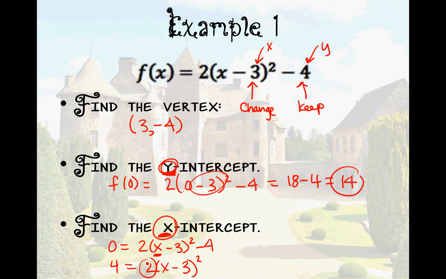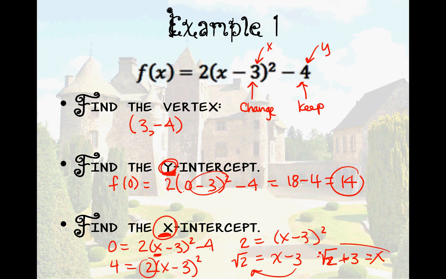Okay, and we're going to divide by that 2, so we have this. Then we square root the 2. And then lastly, we have square root of 2 plus 3 equals x. So I just added that 3 over there. So you could do it that way. This square root would be plus or minus, but you don't need to worry about that just yet.